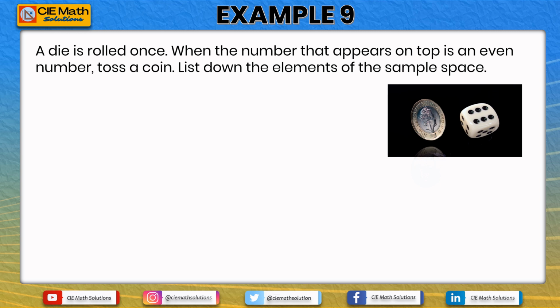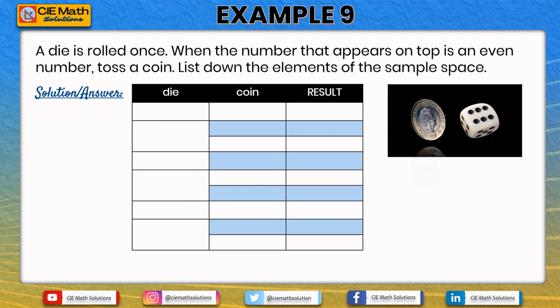Let's go to example 9. A die is rolled once. When the number that appears on top is an even number, toss a coin. List down the elements of the sample space. In this, we can use again a table. It says that the number that appears on top is an even number, you must toss a coin.